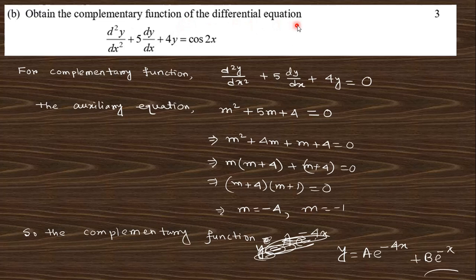Obtain the complementary function of the differential equation. For finding the complementary function, the right hand side will be 0, and the auxiliary equation is m squared for the second derivative and m for the first derivative. You solve and get m equals minus 4, minus 1. So the complementary function will be a e to the power minus 4x plus b e to the power minus x, where a and b are arbitrary constants. Okay, go to the next one.